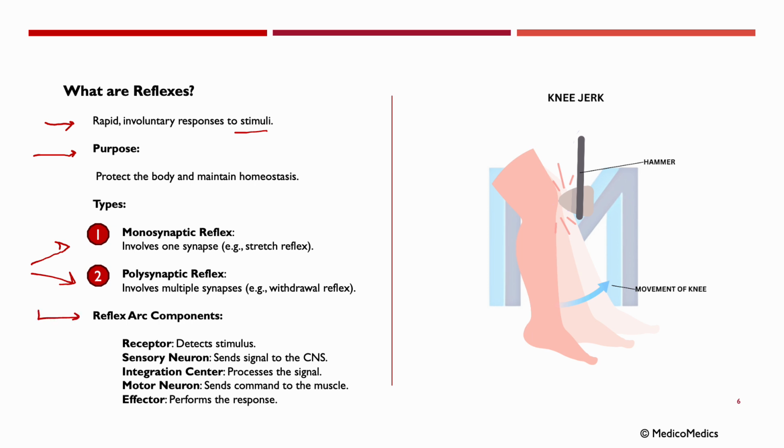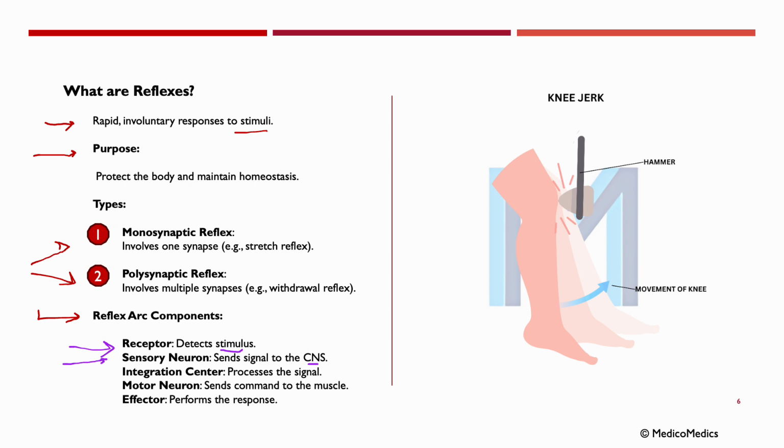So let's break down the reflex arc components here, which is the basic circuit behind any reflex. So first we have receptors. A receptor detects a stimulus. A sensory neuron carries that information to the central nervous system. An integration center, often in the spinal cord, processes it. Then we have a motor neuron sending out a command. And finally, an effector, usually a muscle, carries out the response.